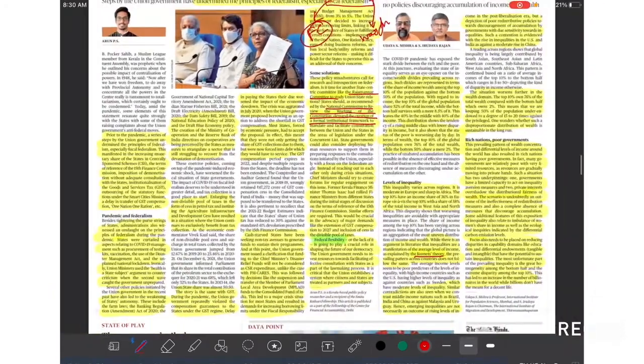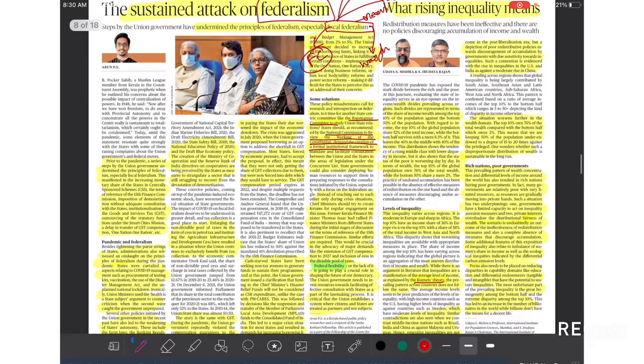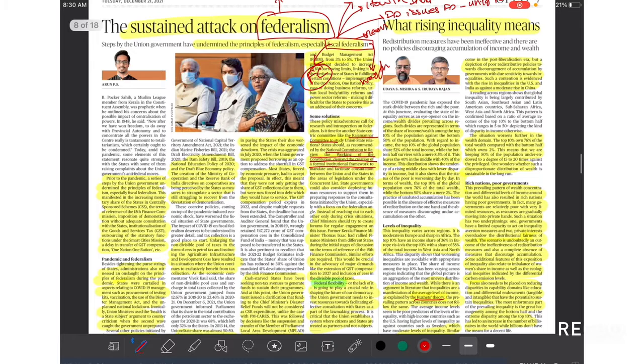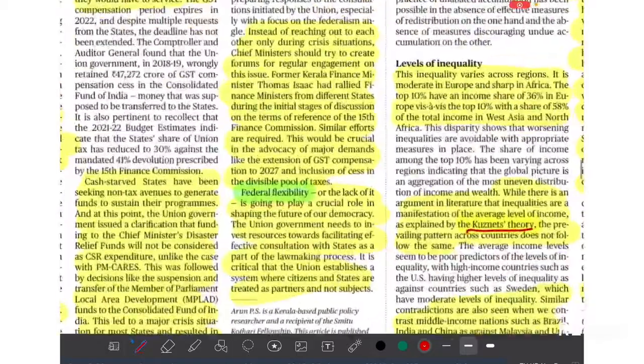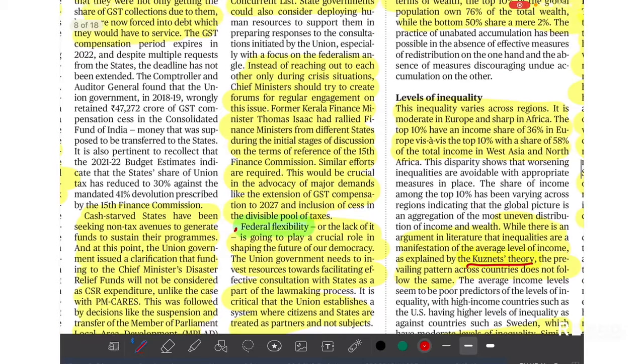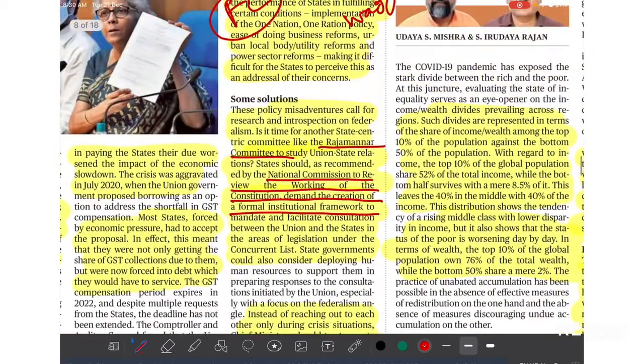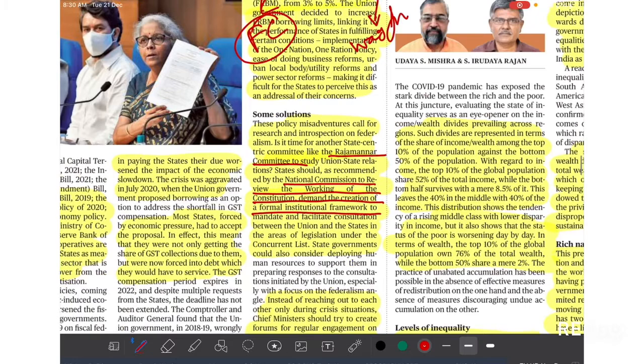And this article gives several instances where the idea of fiscal federalism is being attacked, as they say, in India in the last couple of years. So it also gives certain keywords: federal flexibility. So the Rajamannar Committee is there. The National Commission to Review the Working of the Constitution is there.